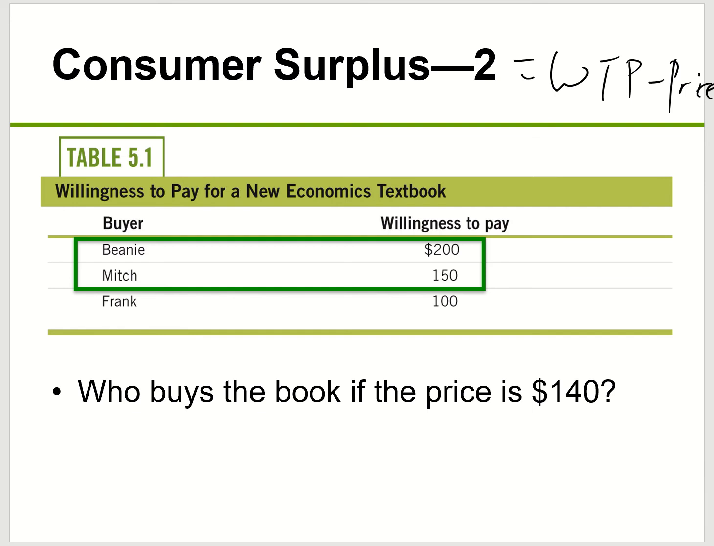Now, when the price is only $140, let's see who will buy the book. Beanie will buy the book. Mitch will buy the book. Now for Frank, it's too expensive, because remember, Frank is only willing to pay $100, but the price is actually $140. The price is too high, out of budget, so he wouldn't buy the book. So only two consumers will buy this book.